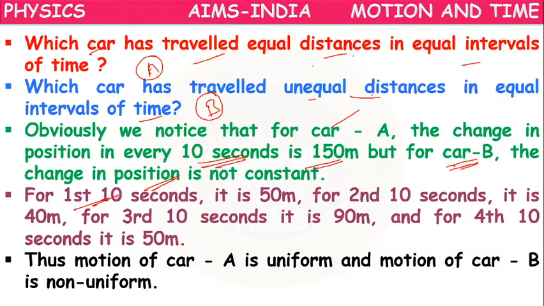For the first 10 seconds it is 50 meter. Next 10 seconds it is 40 meter. In the third case it is 90 meter. Fourth case it is 50 meter. So car A is exhibiting uniform motion. Car B is exhibiting non-uniform motion. That we can conclude.